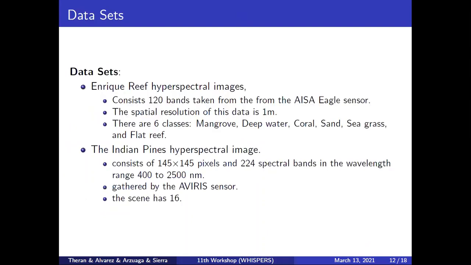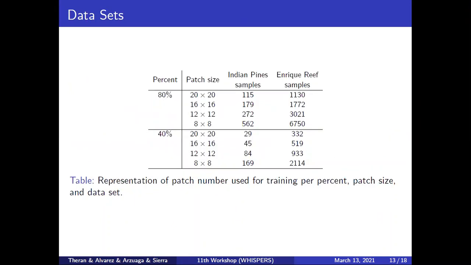Well, in order to generate our results, we use two different datasets. The datasets used for our experiments and results were two: the Enrique Reef hyperspectral image and the Indian Pines hyperspectral image. The model was trained with two different percentages in order to evaluate the performance of our model. And also, we use different initial patch sizes to study the performance of the proposed model.